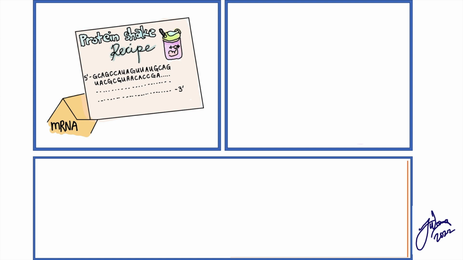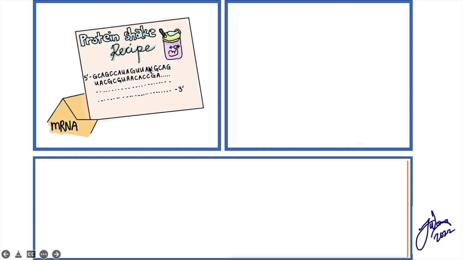A quick review: translation is the process of converting mRNA to protein. So imagine that you received a message of a recipe for making a protein shake. The mRNA, aka messenger RNA, is the message, and the protein shake is the protein.